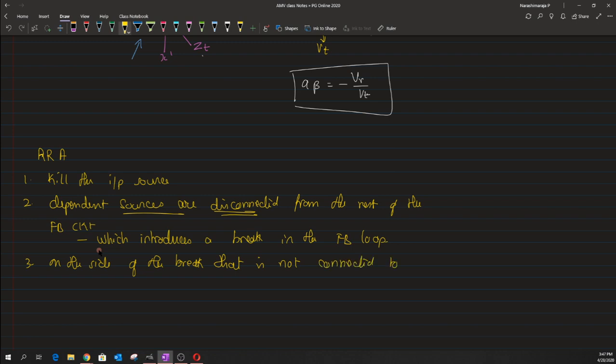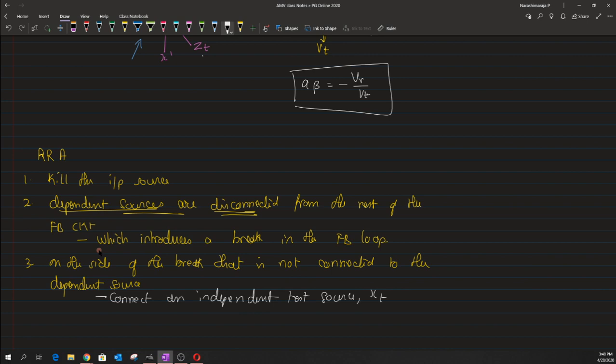That is not connected to the dependent source. Okay, so we are choosing the side where exactly the dependent source was being disconnected. To that side, we have to apply, or basically connect, an independent source. Okay, so we are removing a dependent source and we are applying an independent test source signal, which I labeled as xt.